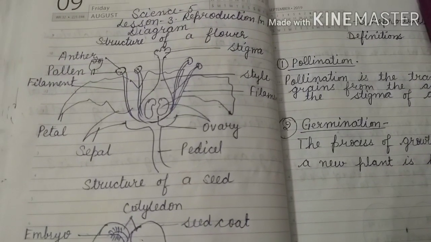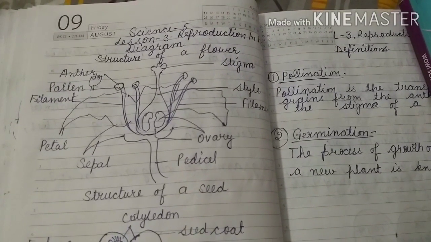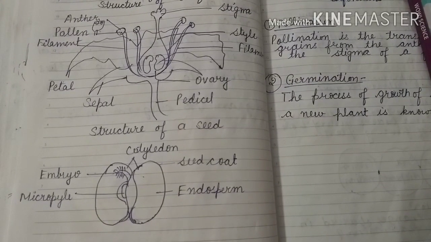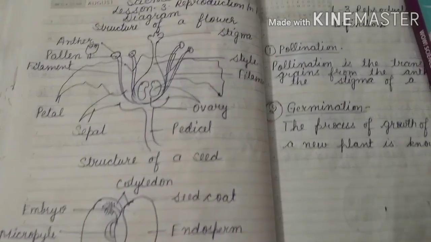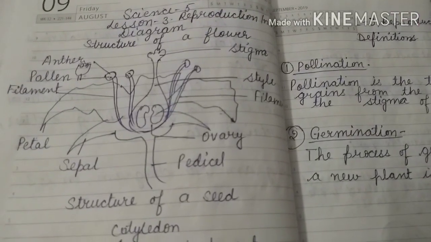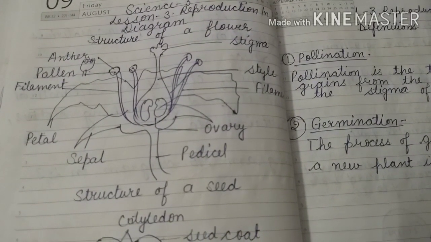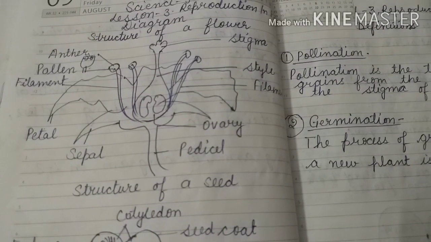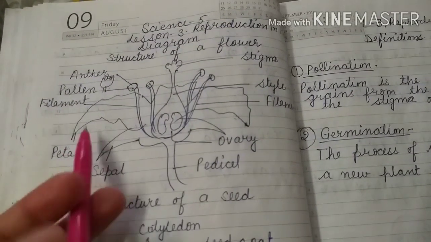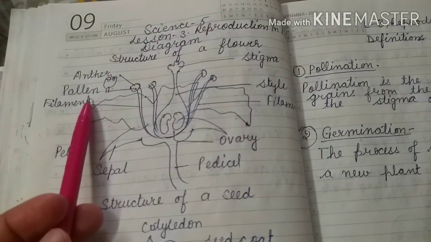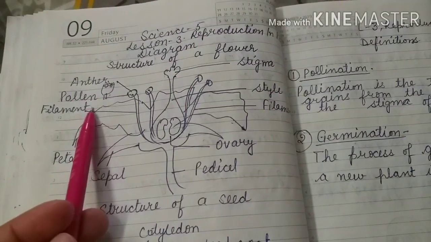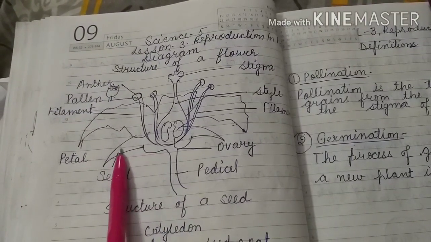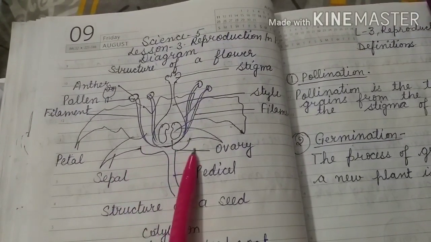So in lesson number 3, the diagrams are of a flower and a seed. Structure of a seed, or parts of a seed, or diagram, you can say. Every part I have drawn: anther, pollen, filaments, petals, sepals. The green part of the flower is called sepals.